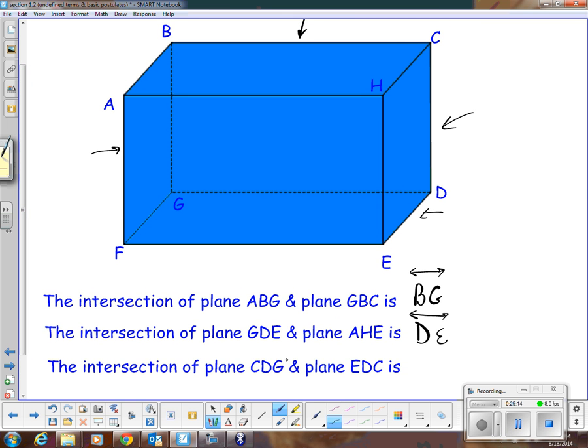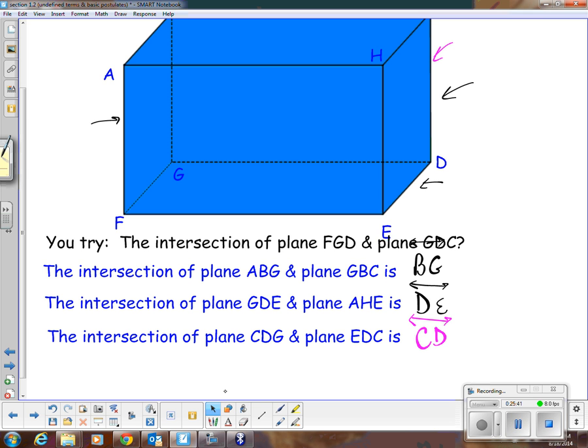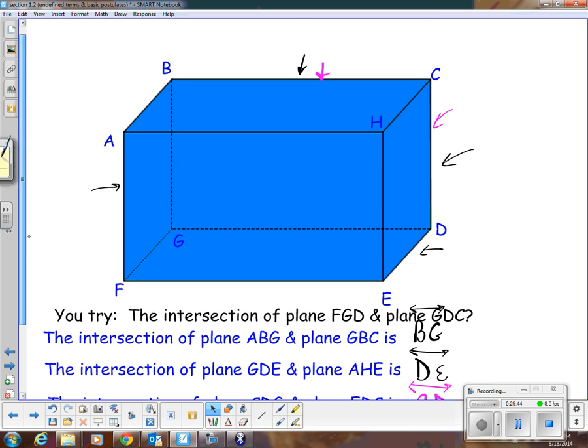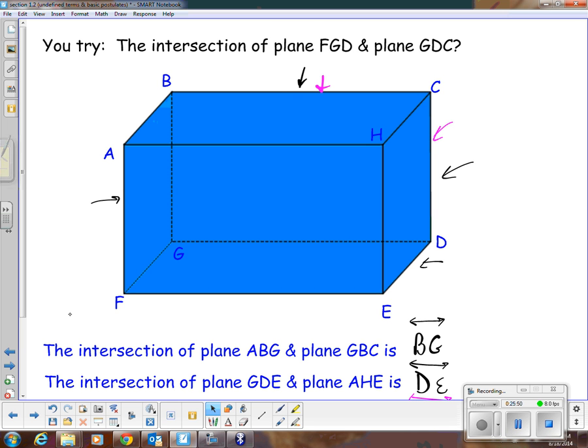All right, so if we look at CDG, let me get a different color. CDG is the back, and EDC is the right. The back and the right intersect at line CD, or you could have told me DC. But you better have the line symbol on top with the arrows. Now, this is for you. You're going to highlight this, and I want to check it. You try: you are going to do the intersection of plane FGD and plane GDC.